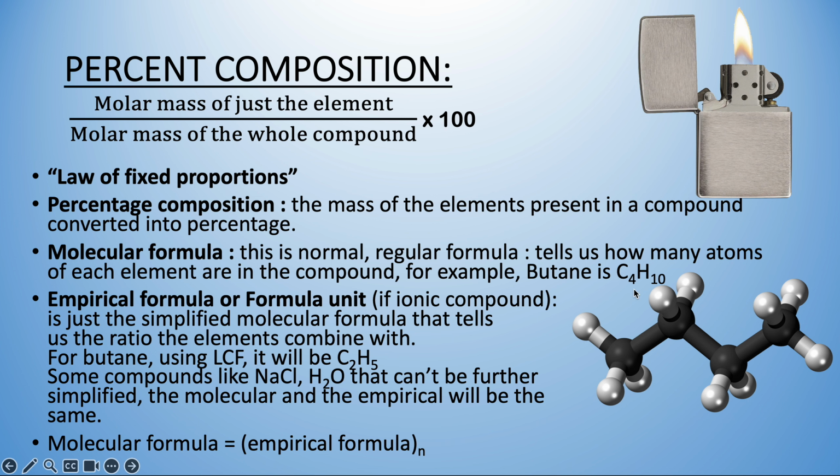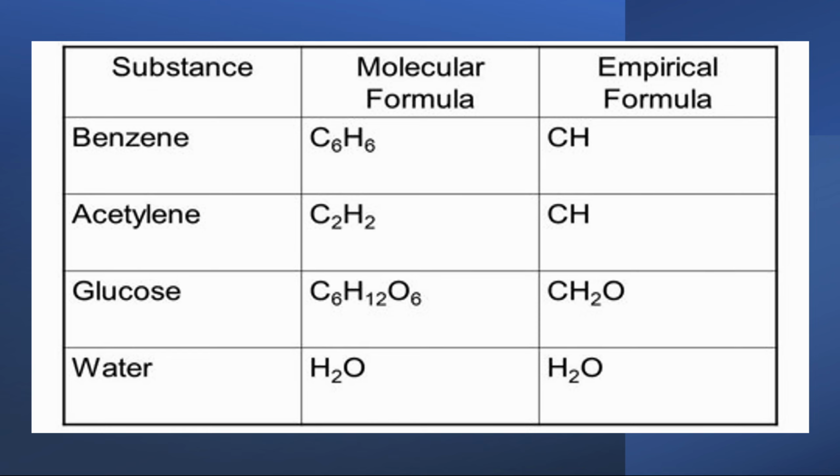So I could ask you the percent composition of carbon in butane, and what you would do is just take the molar mass of carbon and divide that by the molar mass of butane and multiply that by 100. Empirical formula units are just the simplified molecular formula that tells us the ratio. For example, for butane, I just told you about the ratio. Some compounds like sodium chloride and water can't be further simplified, so their molecular and empirical formula would be the same. These are a few examples over here.